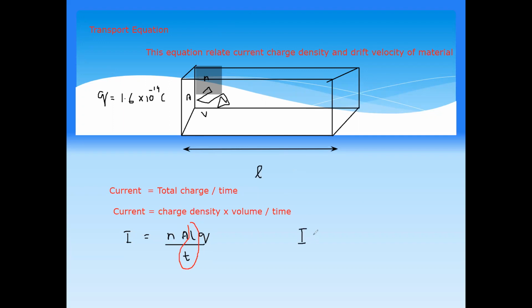We get the current I equals N A, and length divided by time, or distance divided by time, is velocity, so I = N A V Q. This is called the transport equation, where I is the current, N is the charge density, A is the area, V is the drift velocity, and Q is the charge of one electron, which is 1.6 × 10^-19 coulomb. Is this derivation of the transport equation clear? Any doubt? Is there any question or doubt related to this derivation?